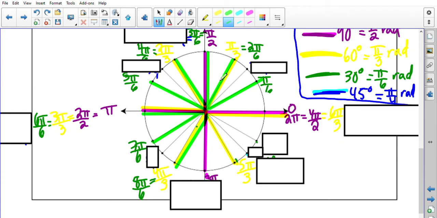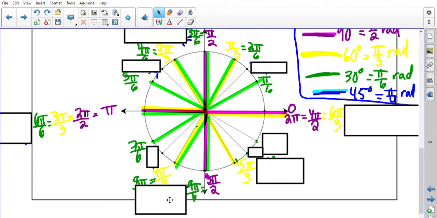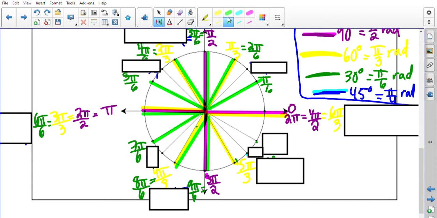All right, and then our next one is going to be at the 270 mark. All right, so we have 1, 2, 3, 4, 5, 6, 7, 8, and this one should be 9 pi over 6. 9 pi over 6 reduces to 3 pi over 2. All right, our next one will be here.